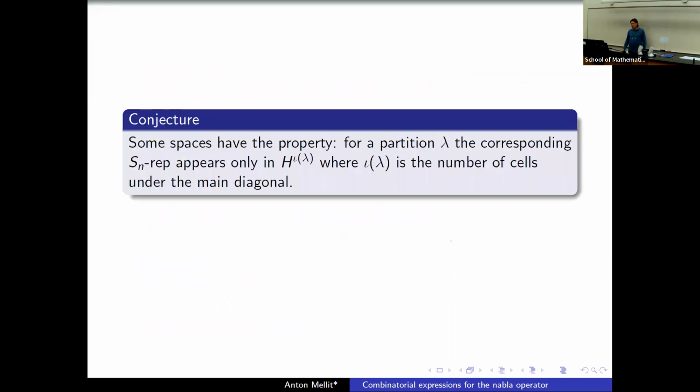Here is the main conjecture. Some spaces, in particular open Hessenbergs, the conjecture says that they have the property that for a partition lambda, the corresponding S_n representation appears only in one cohomological degree, in H^{iota(lambda)}, where iota of lambda is the number of cells under the main diagonal. So for the hooks, for instance, it works for the torus. And we don't have many more examples. Okay, that's it, I guess. Thank you.